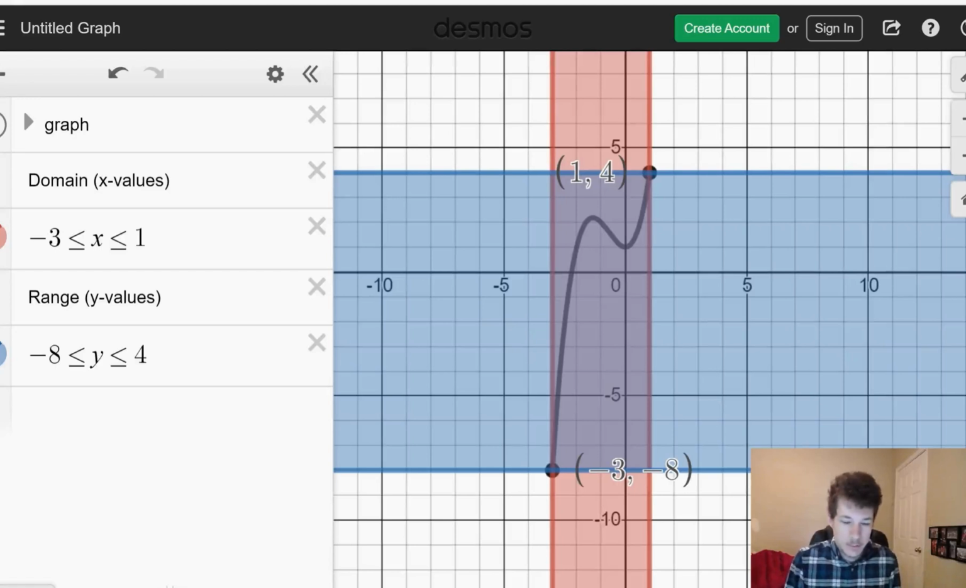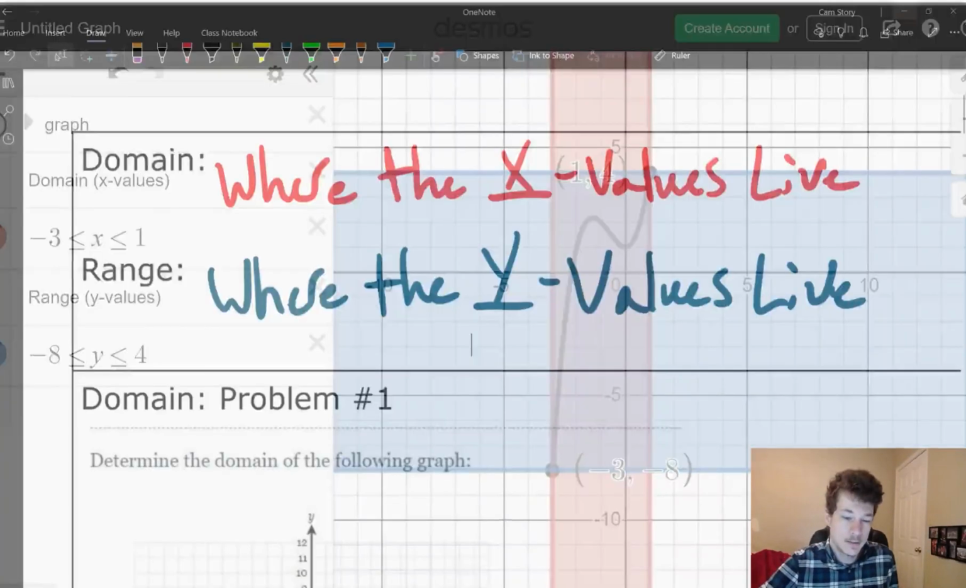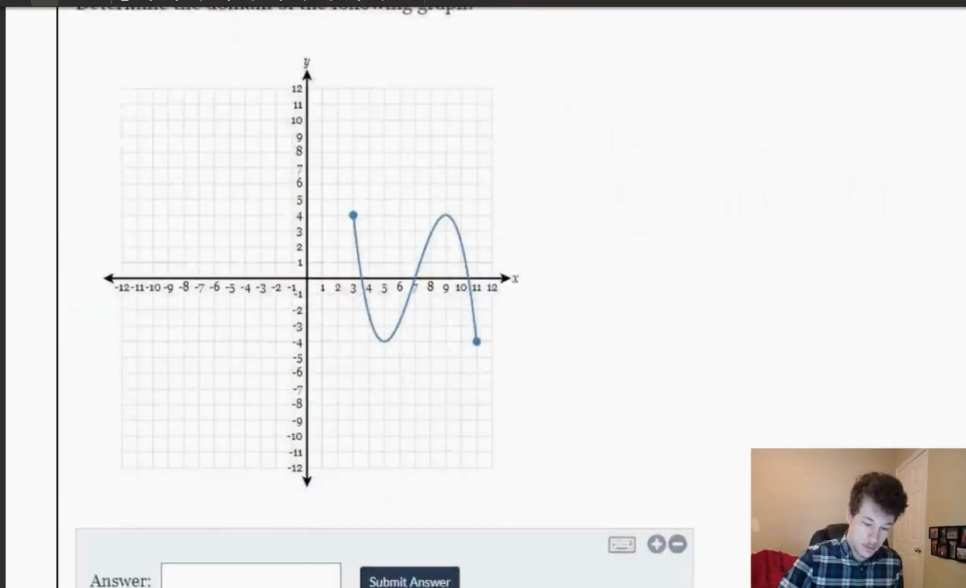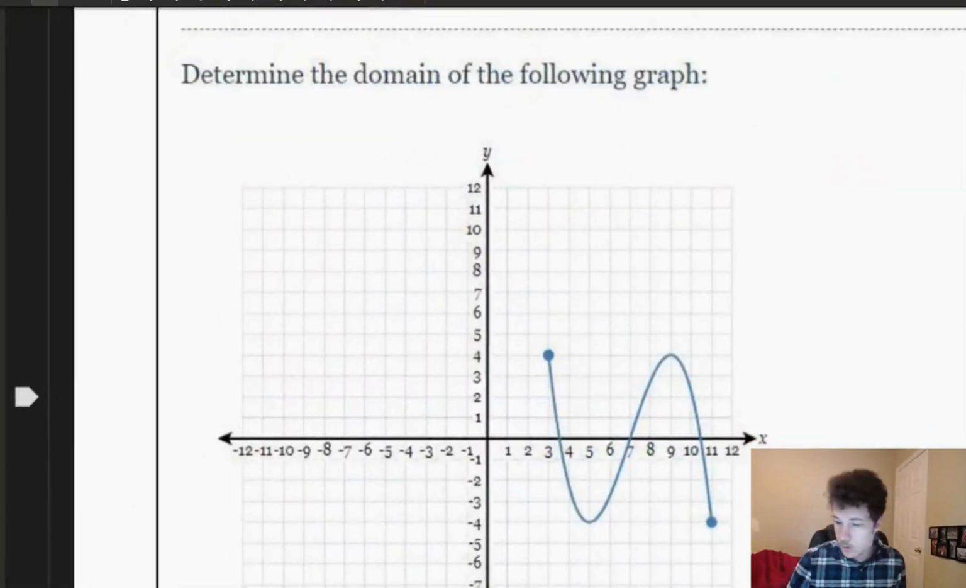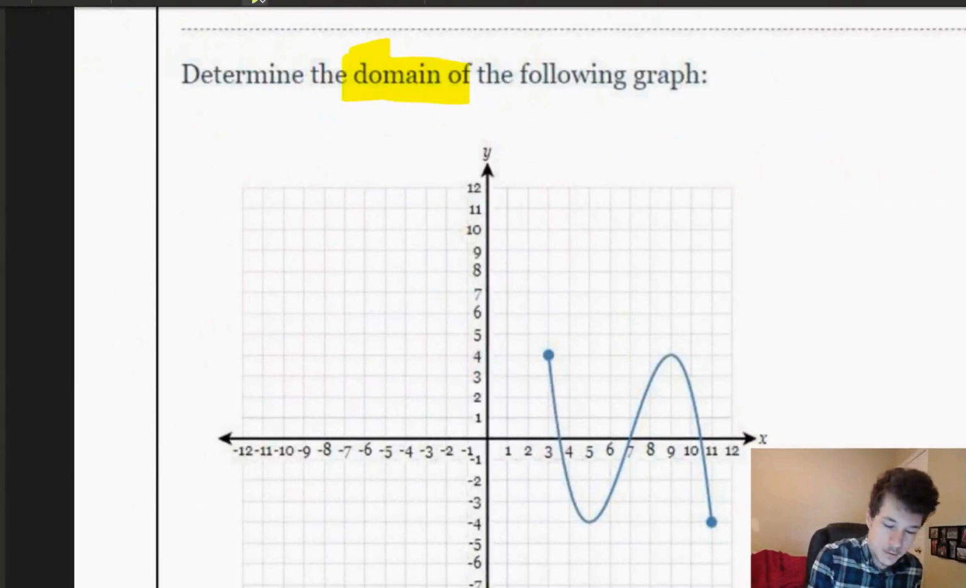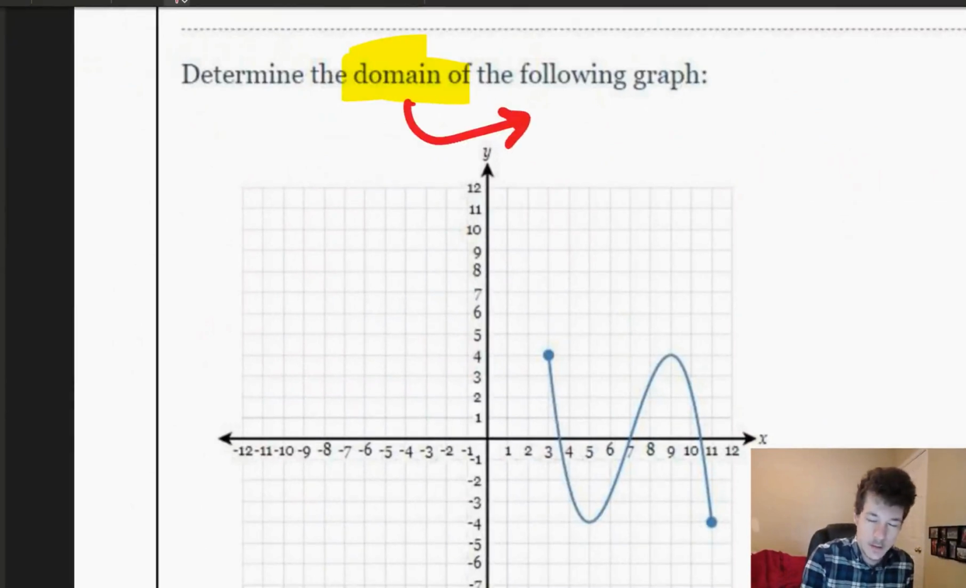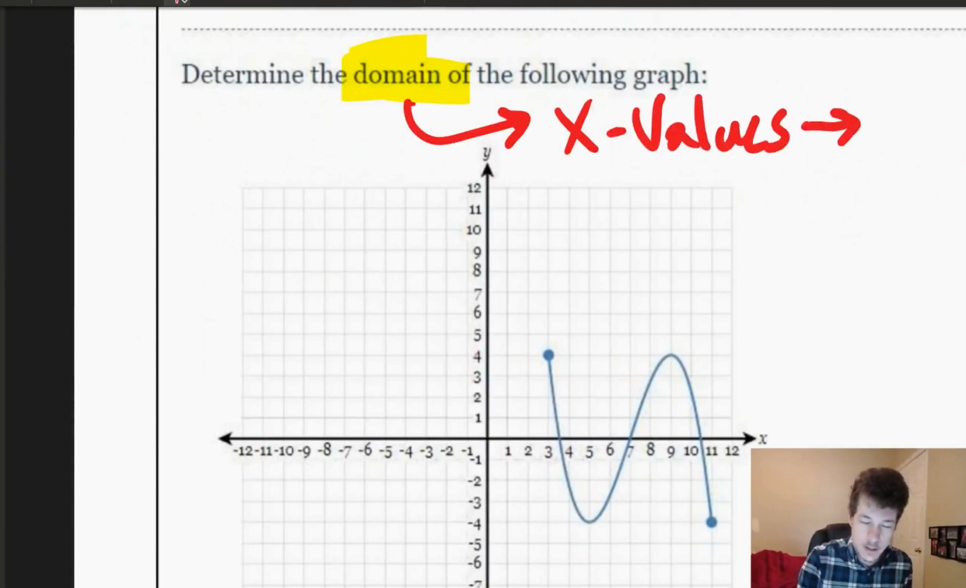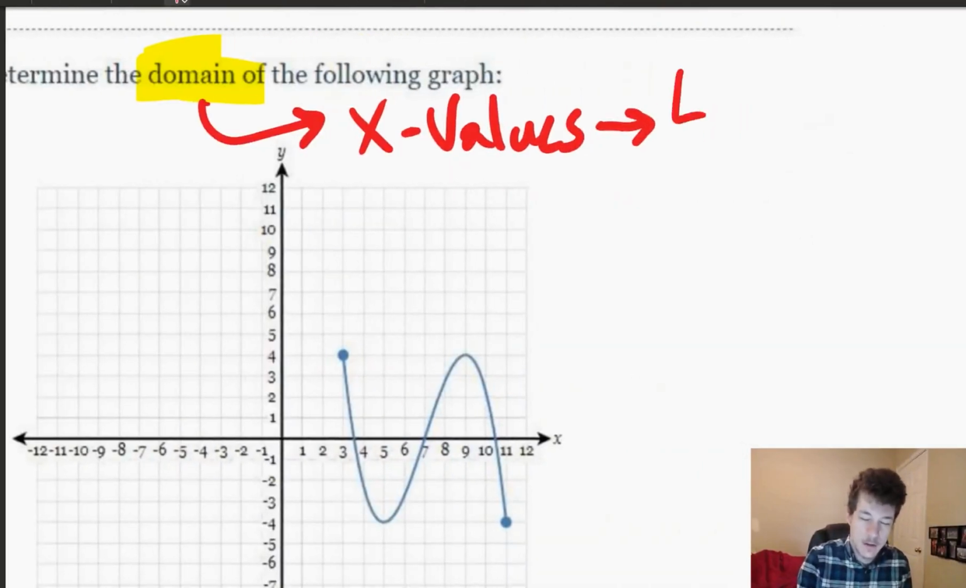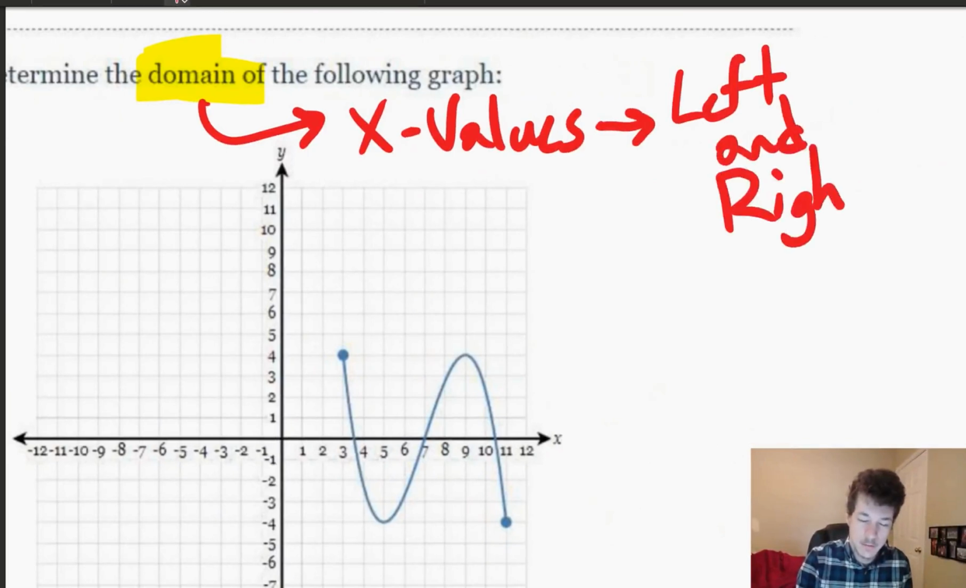Let's look at some DeltaMath problems that you'll be seeing, and then I'll go through some of them with you. These will be on your DeltaMath assignment, so pay attention. You'll get some free answers. Let's get started. Whenever you do one of these problems, the first thing to ask is, what does it want from me? In this case, it wants the domain. Domain are the x values, and since we're talking about x, you should be thinking left and right. So you're looking for the leftmost point and the rightmost point.